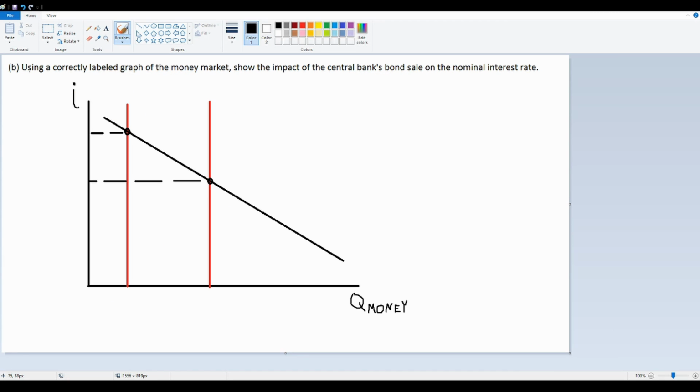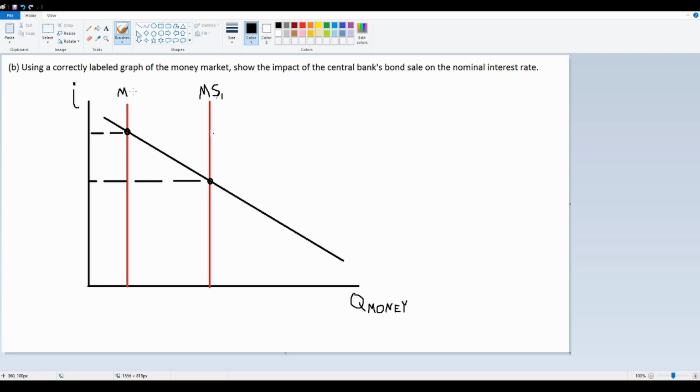For part B, the question is, using a correctly labeled graph of the money market, show the impact of the central bank's bond sale on the nominal interest rate. This is the money market graph. I represents the nominal interest rate, and Q represents the quantity of money. These two lines right here are the money supply lines. This one is money supply 1, and this line basically represents money supply at its equilibrium, where no monetary policy has been implemented yet. And this red line over here is going to represent money supply 2.